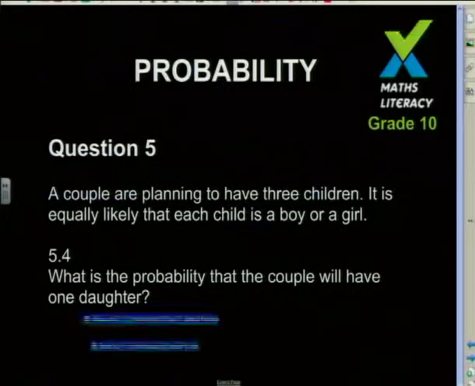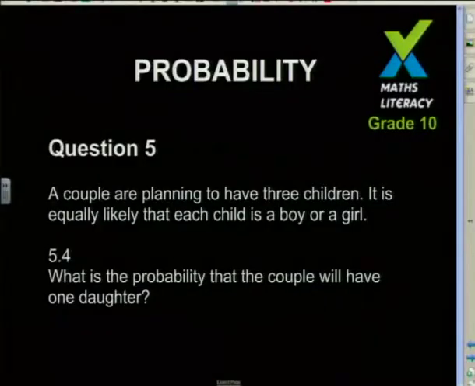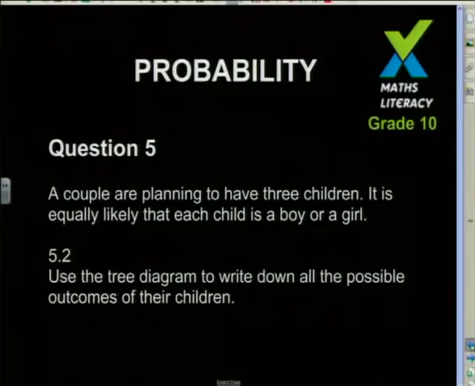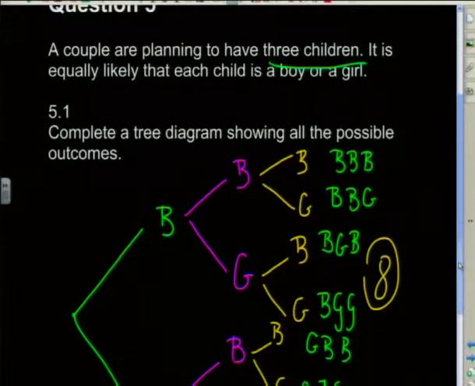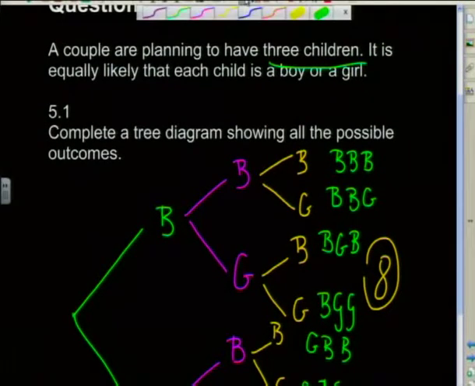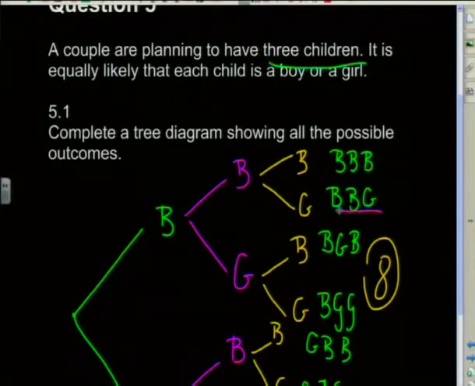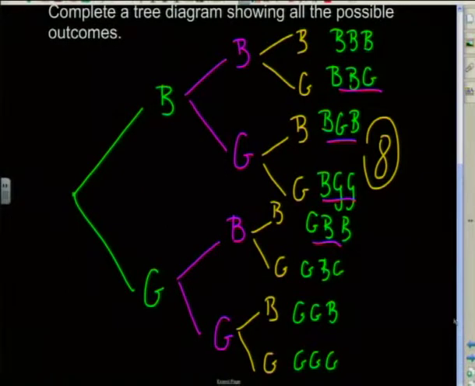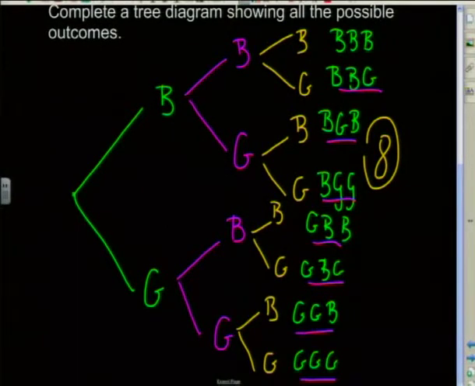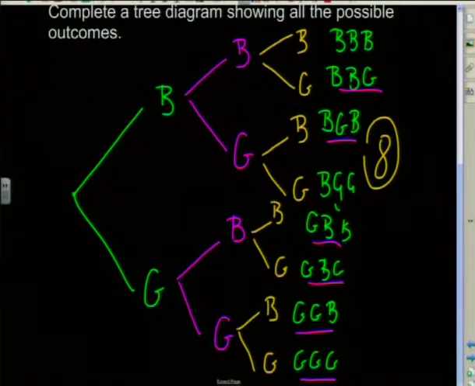So 1 daughter, let's go back to our calculations and see the 1 daughter. Right. And I'm going to take a different color and I'm going to highlight the ones that have got a daughter. So we've got a girl there, girl there, girl there. In fact, we've got a girl in almost all our combinations. Okay, we're looking for the ones where there's only 1 daughter, 1 girl. So we can count them.